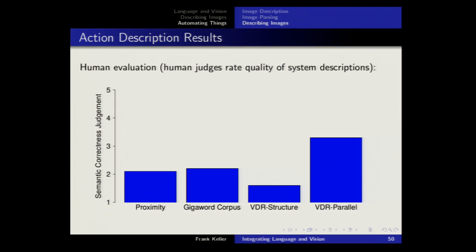And then we also asked the humans. So we gave people the output of the system and then asked them, how good is this output? So we did a rating study where they took the output of the proximity model, the corpus model, the structure model, and then the parallel model. And on a scale from 1 to 5, we get about 3.2 for the parallel model. So it's far from perfect, but it beats the other models that don't exploit the structure here, or that only exploit the visual structure. Okay, so again, our hypothesis was if we exploit visual structure and linguistic structure, we generate better descriptions, and these results seem to be consistent with that.